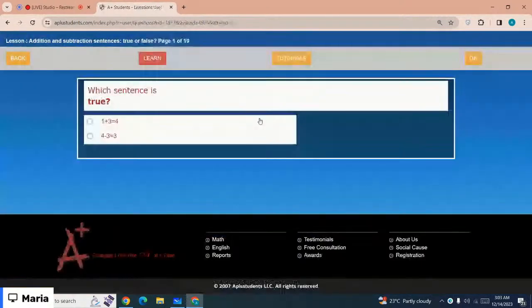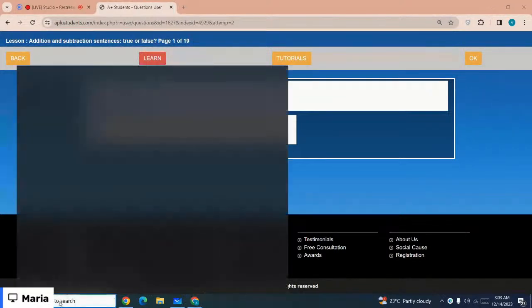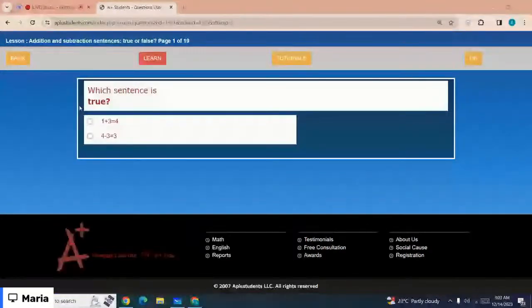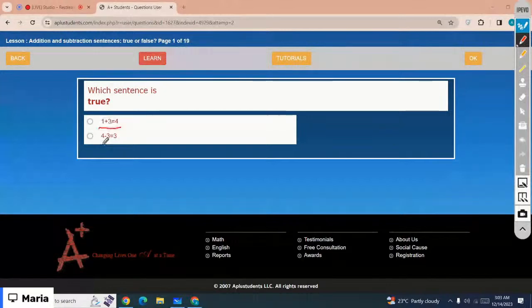Which sentence is true? You are given two sentences. The first one is 1 plus 3 equals 4, and the second one is 4 minus 3 equals 3. So you have to see which is the correct one. Just add and subtract and check which is the right one.